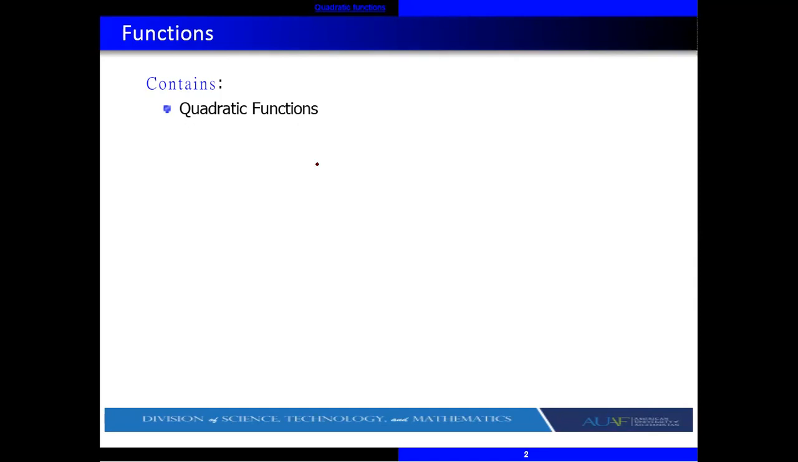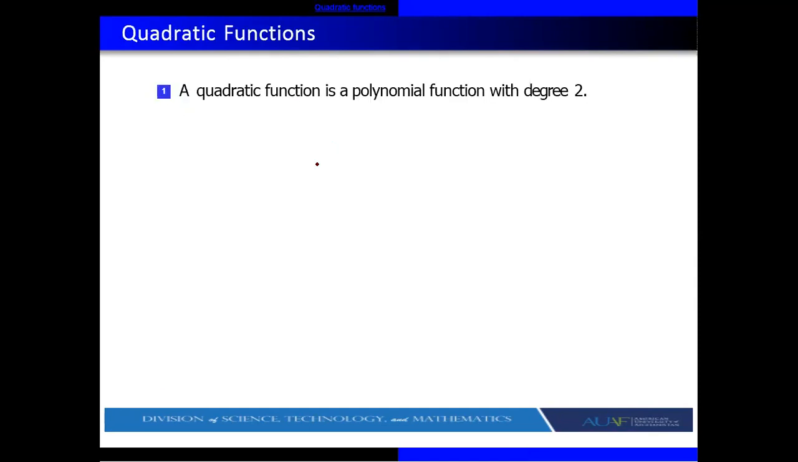Okay, quadratic function. A quadratic function is a polynomial function with degree 2. Highest power is 2, like y is equal to x square plus 2. So this is called a quadratic function. Why? Because the highest power of variable is 2. Like y is equal to x square. This is also a quadratic function.